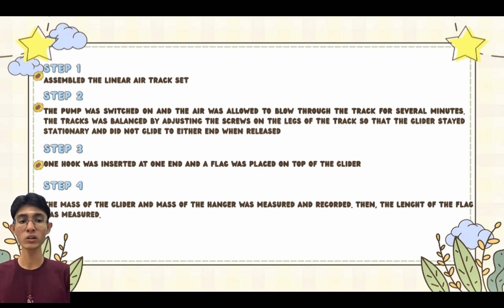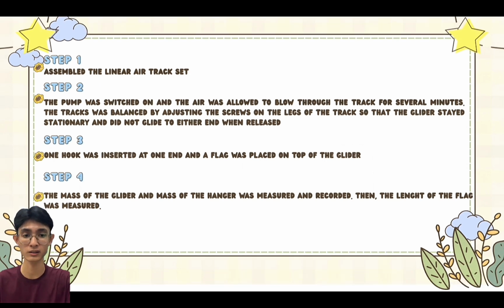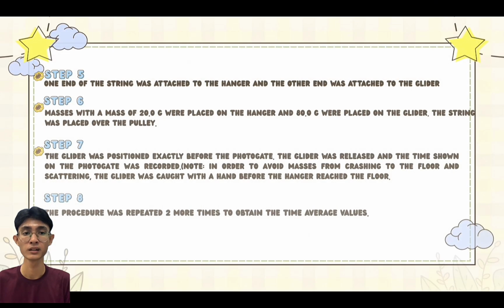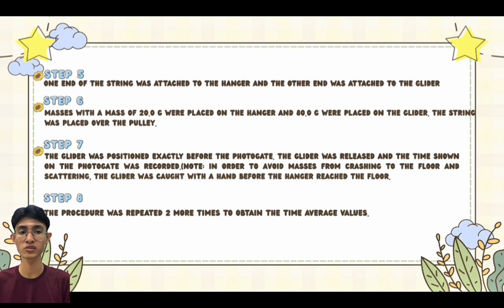Step 3. One hook was inserted at one end and a flag was placed on top of the glider. Step 4. The mass of the glider and mass of the hanger was measured and recorded. Then, the length of the flag was measured. Step 5. One end of the string was attached to the hanger and the other end was attached to the glider. Step 6. Masses of 20 grams were placed on the hanger and 80 grams were placed on the glider. The string was placed over the pulley.